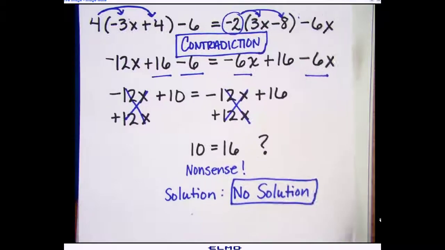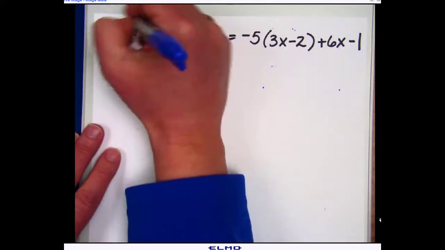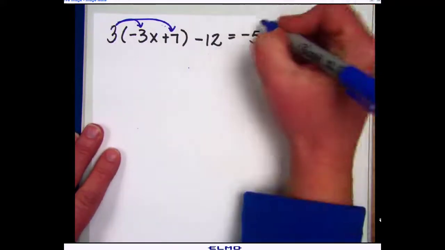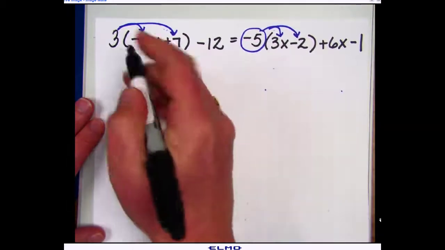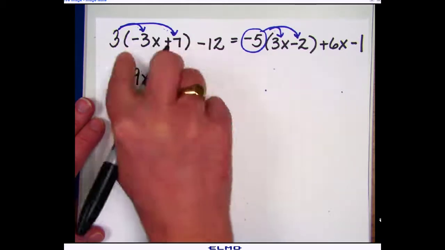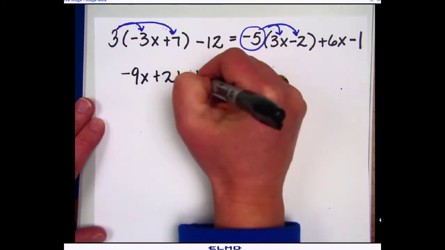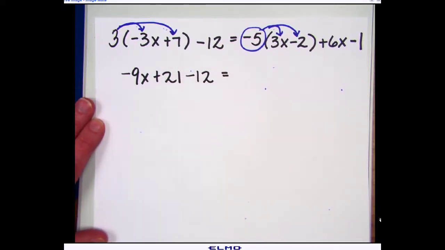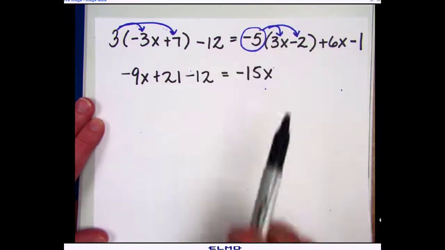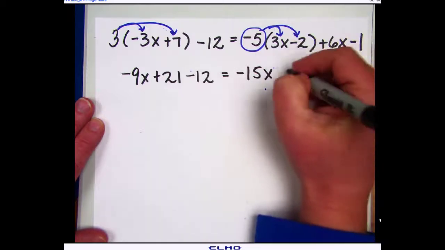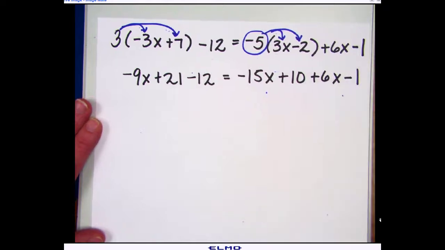One more example, a special case. Again, it looks very similar to what we've been doing. We would distribute the 3 on the left and the negative 5 on the right. 3 times negative 3x is minus 9x. 3 times 7 is a positive 21, minus the 12. On the right-hand side, we would have negative 5 times 3x, which is a minus 15x. Negative 5 times a negative 2 is a positive 10. And then we have plus 6x and a minus 1.